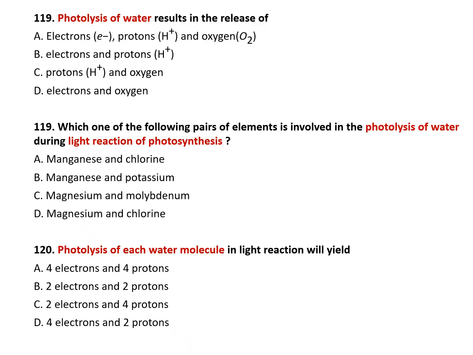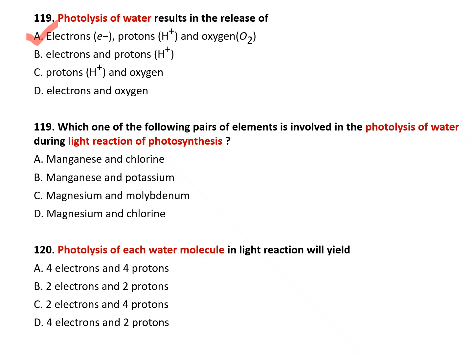The next question, number 119. Photolysis of water results in the release of: option A, electron, proton and oxygen; option B, electron and proton; option C, proton and oxygen; option D, electron and oxygen. The correct answer is option A, electron, proton and oxygen.